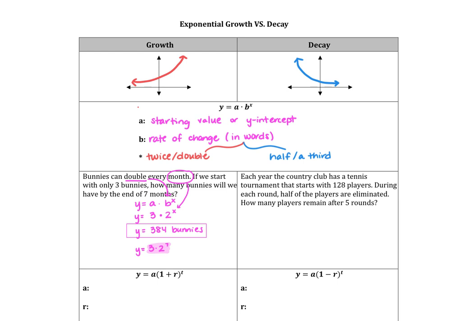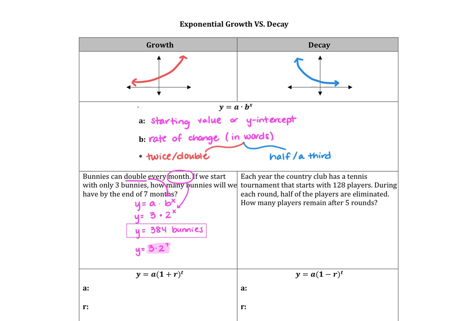All right, now let's look at another example. This time it's going to be a decay problem. It says each year the country club has a tennis tournament that starts with 128 players. During each round, half of the players are eliminated. How many players remain after 5 rounds?